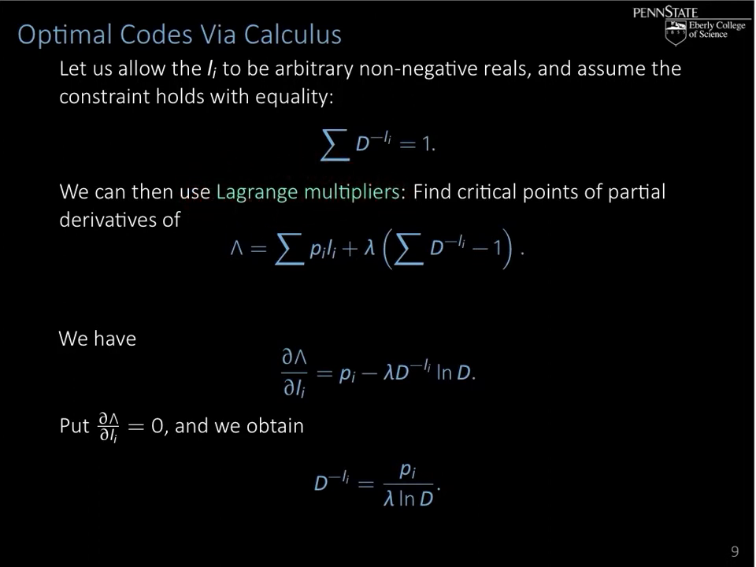This technique of Lagrange multipliers tells us, in order to minimize the function subject to a constraint, we have to find the critical points of the partial derivatives of this auxiliary functional capital Lambda, which is the sum of the pi li. This is the multivariable function we actually want to minimize, right? Plus this multiplier parameter lambda times the restriction written in this form.